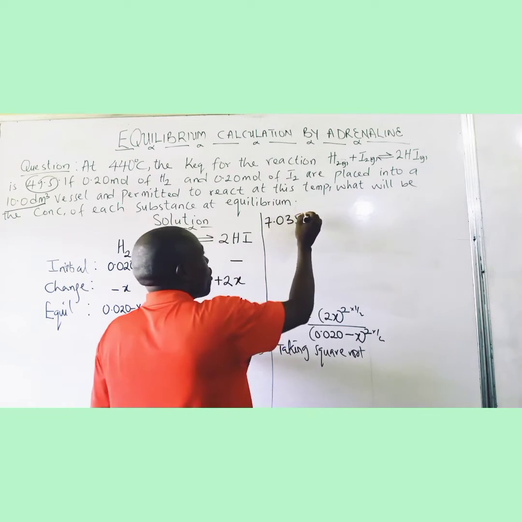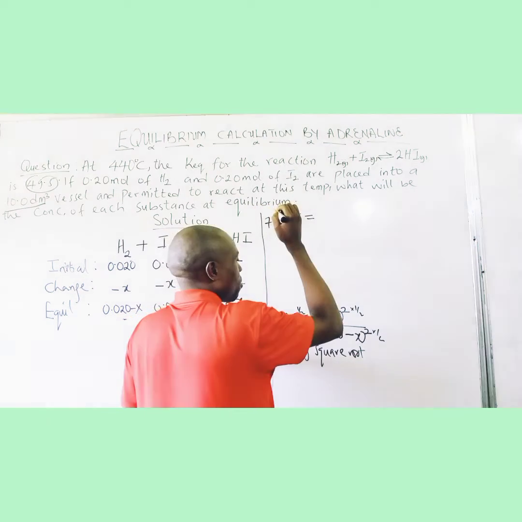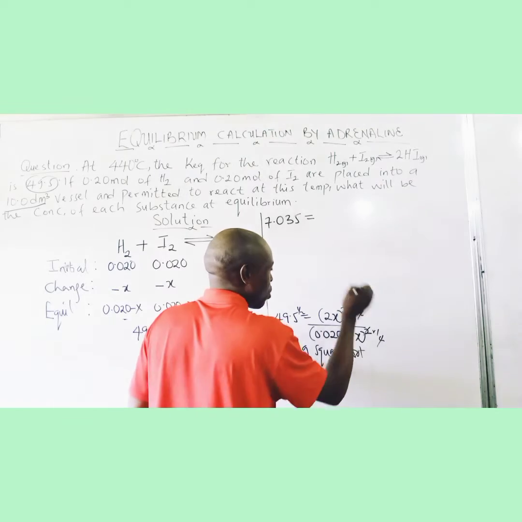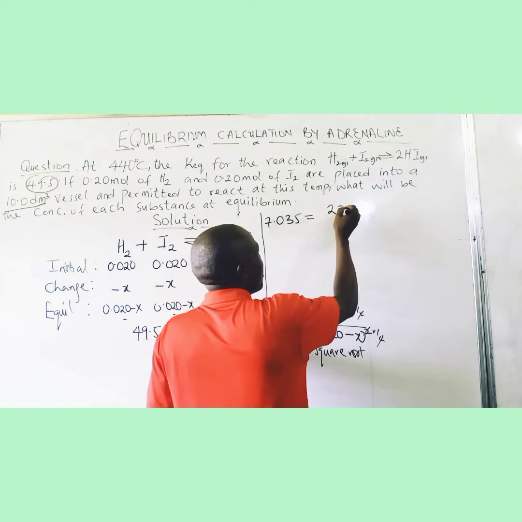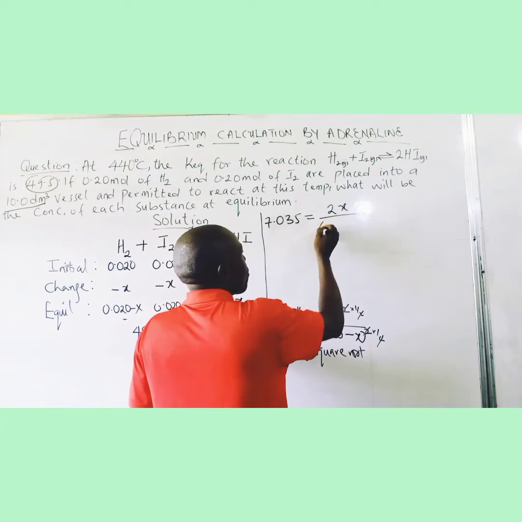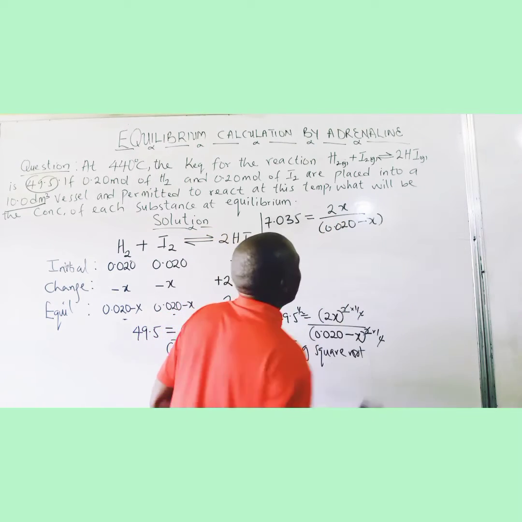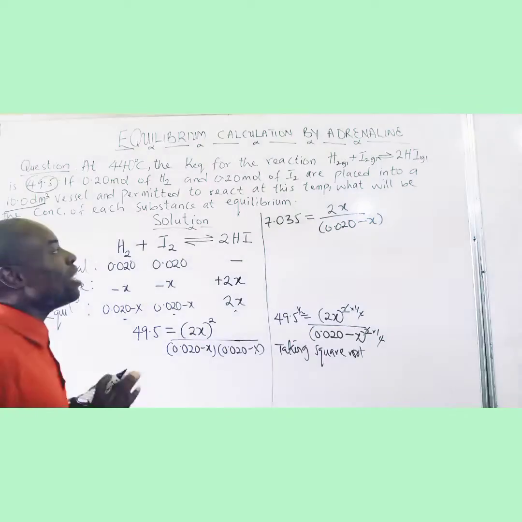7.035 equal to, remember this will cancel and this will also cancel, so I'll have 2x over 0.020 minus x. See, it's now in its plain form.